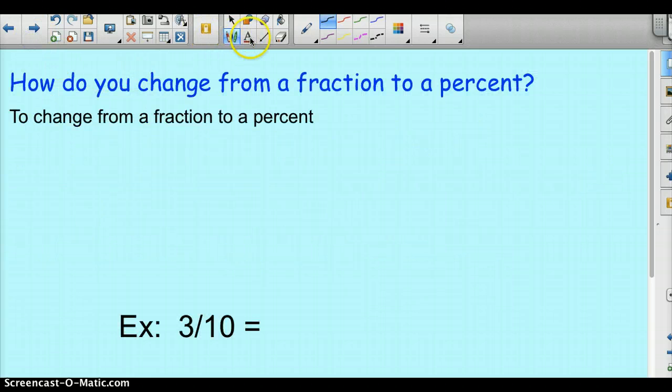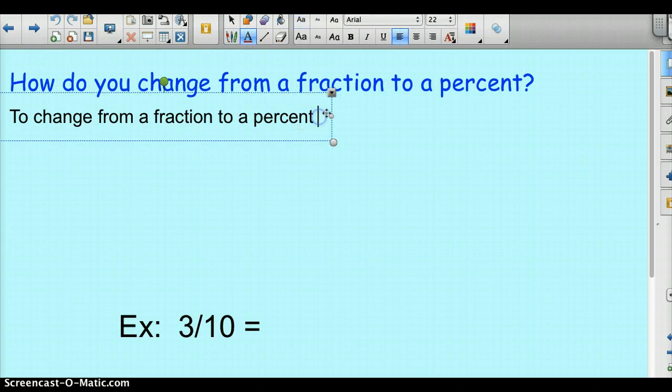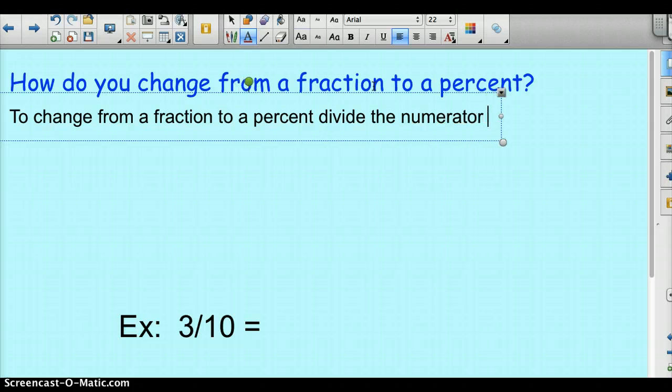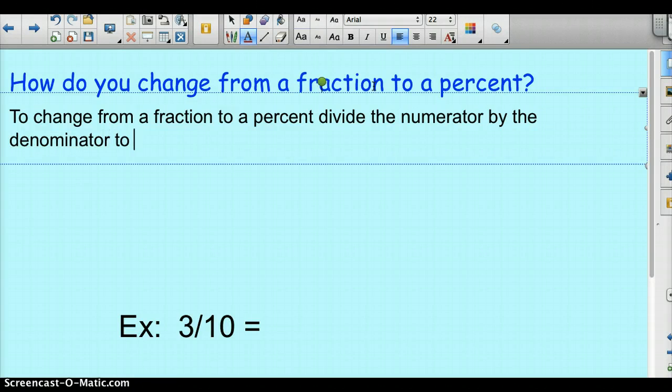So, here we go. How do we change from a fraction to a percent? Let's start with that. To change from a fraction to a percent, what you need to do is divide the numerator by the denominator, excuse me, to turn a fraction into a decimal. So that's step one. Divide top by bottom to turn the fraction into a decimal.